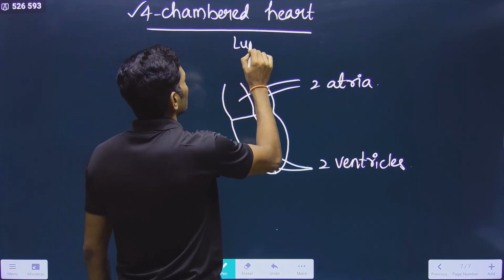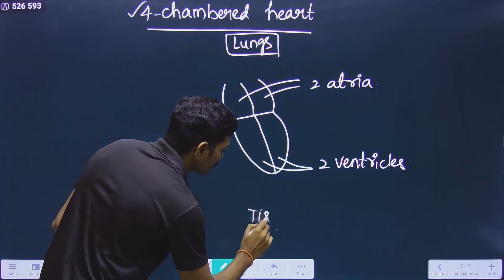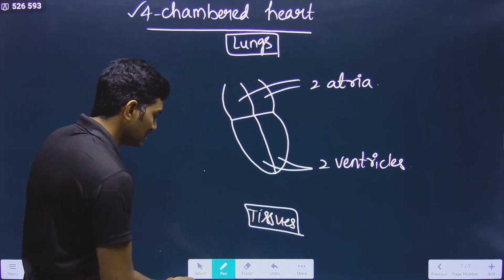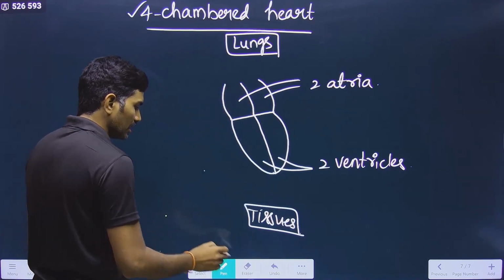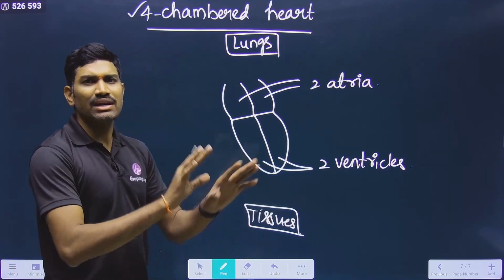Here, suppose here are the lungs, and here the body parts, tissues. Now let us see how exactly the circulation is taking place. Anyhow, the complete mechanism we will study in the coming lectures. This is just simply for understanding purposes, right?